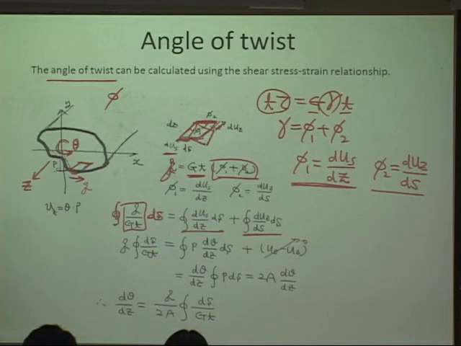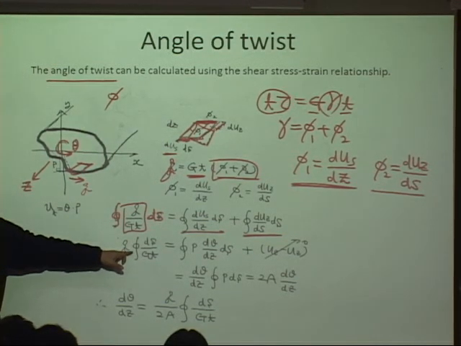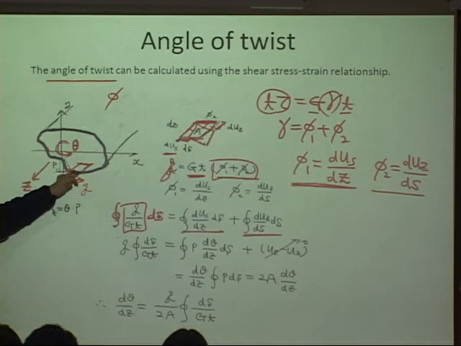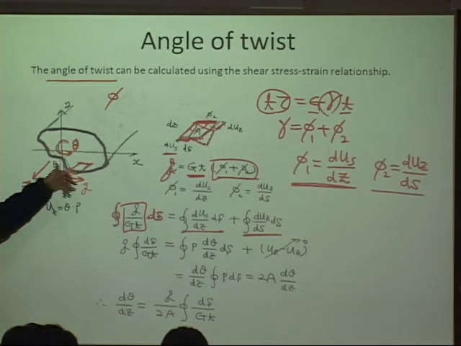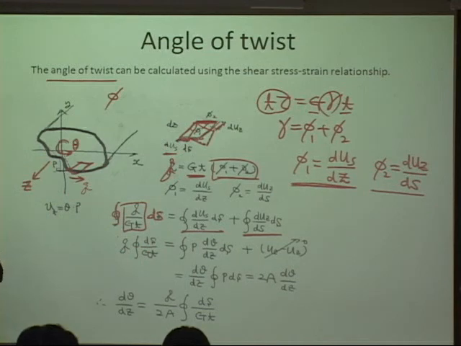And how about this G? Q is constant, so it can be taken out of this integration. So ds over G t. G is the material property and is usually constant, but in a more general sense it can vary, so I will just put it inside the integrand. So ds over G t equals, now let's take a look at this part, ds dz integrated over ds.